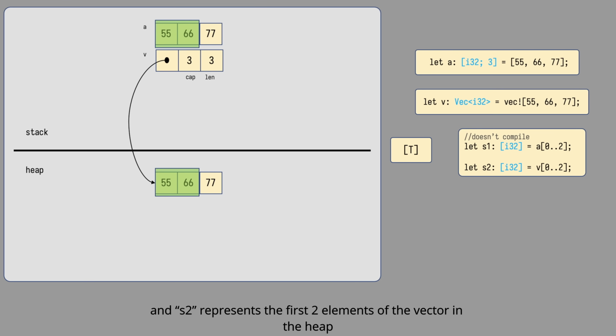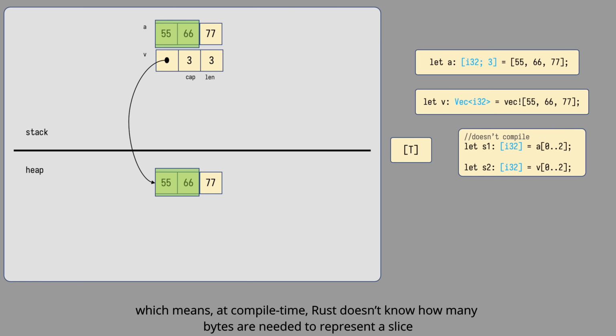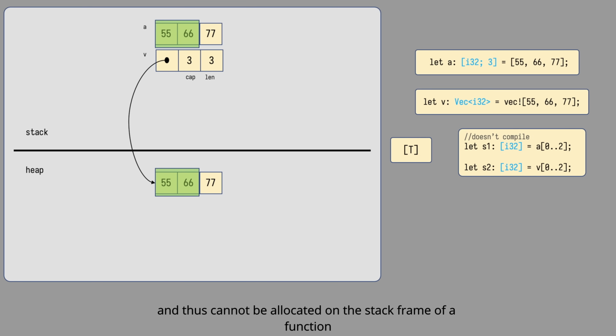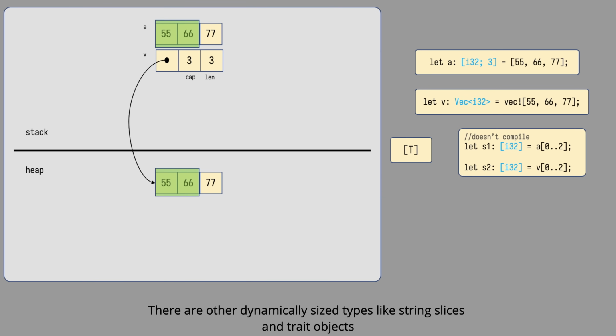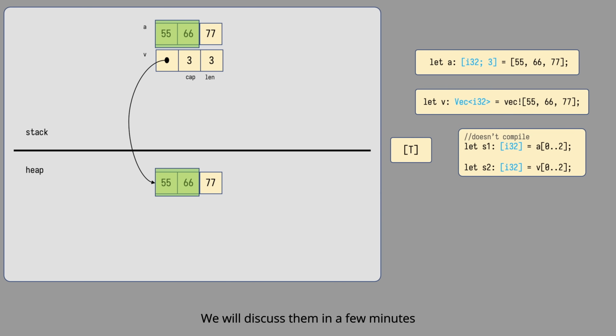The problem with a slice is that it doesn't specify the number of elements, which means, at compile time, Rust doesn't know how many bytes are needed to represent a slice. This also means that you cannot store it in variables since it doesn't have a known size, and thus cannot be allocated on the stack frame of a function. Such types are called dynamically sized types. There are other dynamically sized types like string slices and trait objects. We will discuss them in a few minutes.